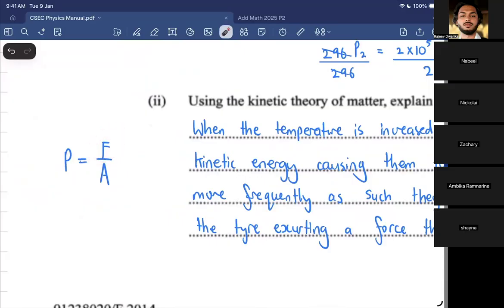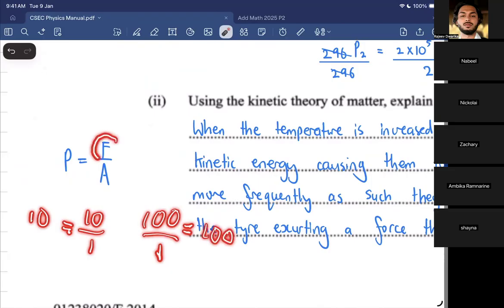Take for instance, if I had 10 over 1 versus 100 over 1. By me increasing the number on top, did I get a bigger answer or a smaller answer? Nikolai, tell me fast, what is 10 over 1? What would that be equal to? 10. Right. Where's 100 over 1? 100. Right, so Nikolai, if I increase the force, but I keep the area the same, what's going to happen to my pressure?